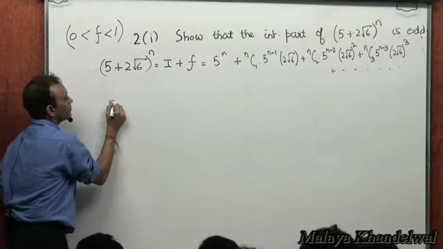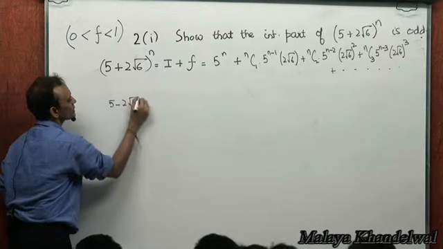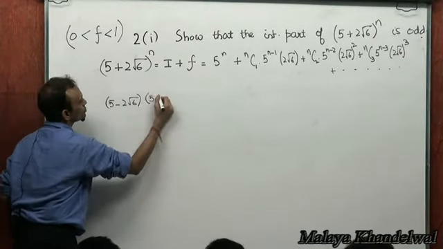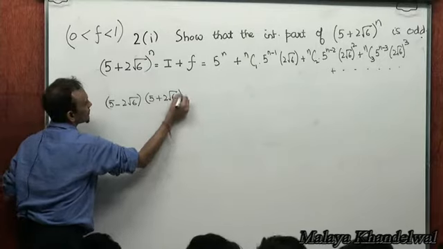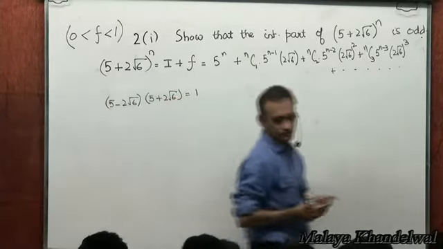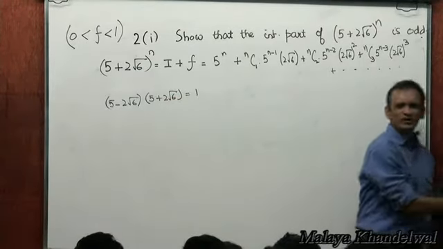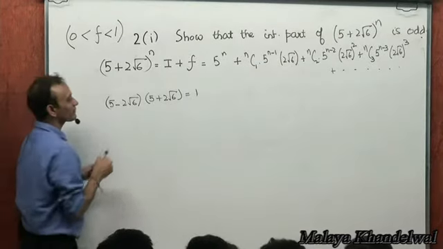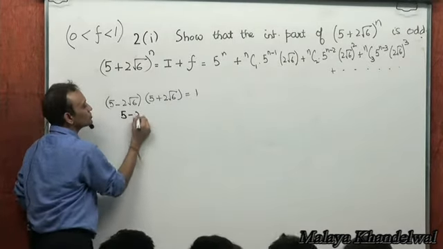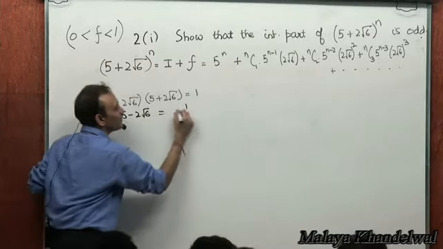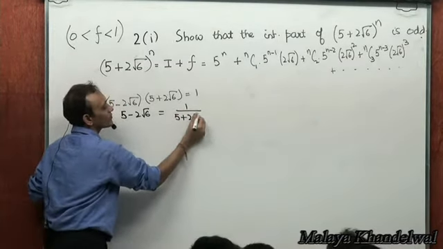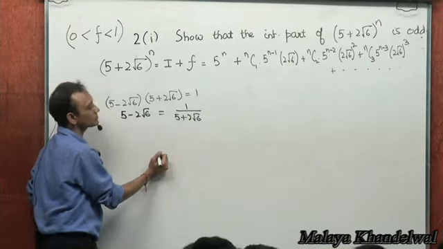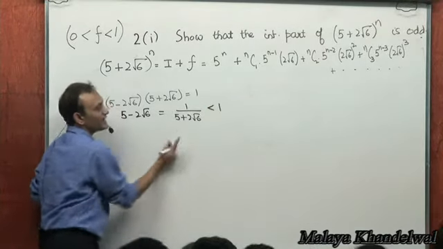I claim (5 minus 2 root 6) into (5 plus 2 root 6) is equal to 1. Obviously, what's the claim here? So 5 minus 2 root 6 is like 1 by 5 plus 2 root 6. Yes or no? And this is clearly less than 1.